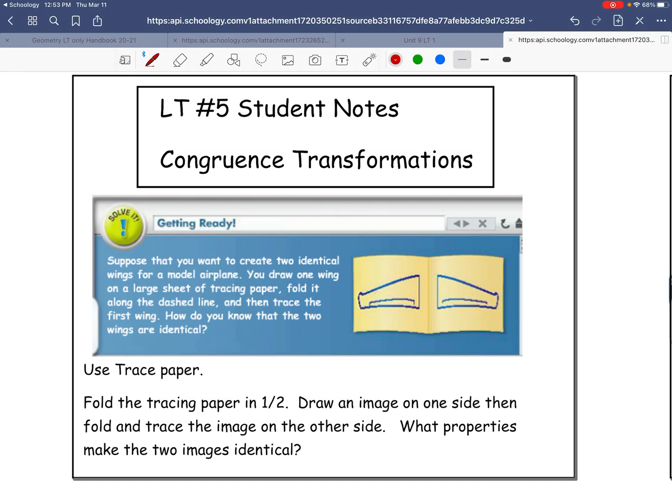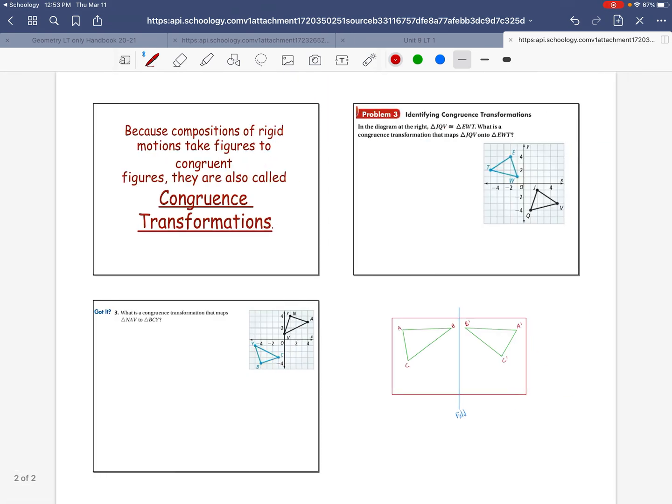This movie is for Learning Target 5, Congruence Transformations. So in this warm-up, what I want you to do is get a piece of tracing paper or just a piece of paper that might be kind of thin that you could use. It doesn't need to be a big sheet of paper. I want you to fold that in half, draw an image on one side, which we're going to call the pre-image, fold and trace the image on the other side. Then I want you to think about what properties make these two images identical.